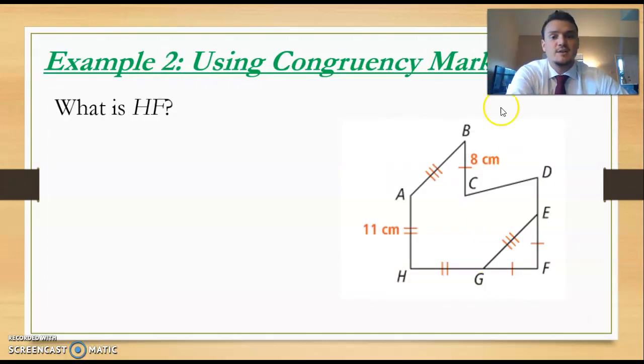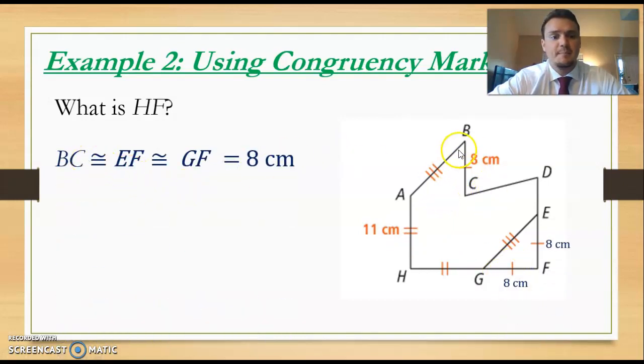All right, this is making use of segment congruency marks. So we want to know what HF is using this diagram to the right. You notice that HF is really just HG plus whatever GF is. That would be the segment addition postulate. And then we can use these markings to help us figure that out. First things first, you should notice that the distance of B to C is congruent to the distance of E to F and G to F as well. So both of these side lengths, EF and GF, have to be 8 centimeters, because that's what BC is.